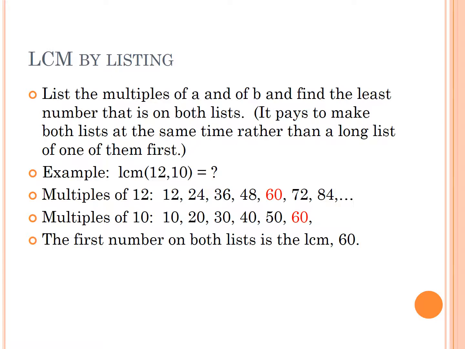So I want to find the LCM of 12 and 10. Remember, to find multiples, you just keep adding copies of 12 to itself. So 12, the next one is two 12s, that's 24. Add another 12, three 12s are 36. Add another 12, four 12s are 48. Add 12, you get 60. Add another 12, you get 72 and 84. And then I'm going to write my multiples of 10: 10, 20, 30, 40, 50. Oh, I see 60 is on both lists. So the first number on both lists is my least common multiple.